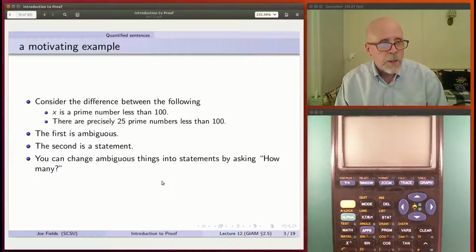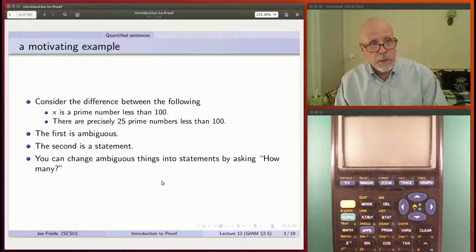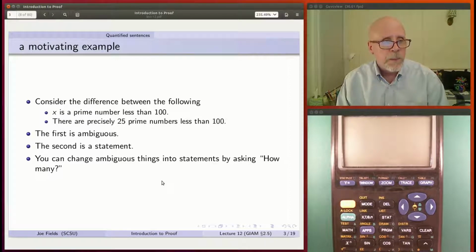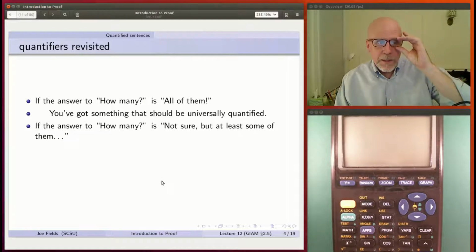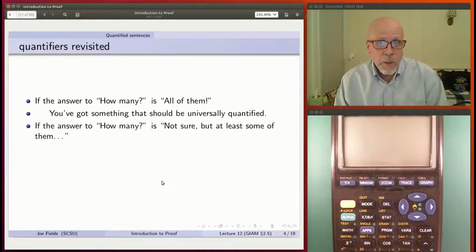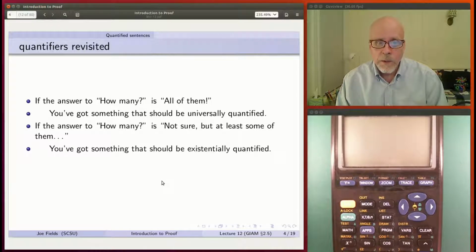So a takeaway here is that you can change ambiguous things into statements by asking how many questions. If you have something that says X is something that satisfies a property, that's going to be ambiguous. But if you ask how many things satisfy that property, or better yet, say something like this, there's exactly 25 things that satisfy that property, you've got a statement. If the answer to how many is they all are, right? You've got a funny statement then. It's always true. It's a universally quantified thing. If the answer to how many is, well, I don't know, but at least one or some of them are, then you've got something that's existentially quantified, or something where the existential quantifier would be appropriate.